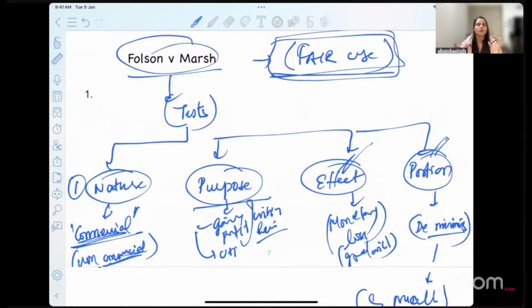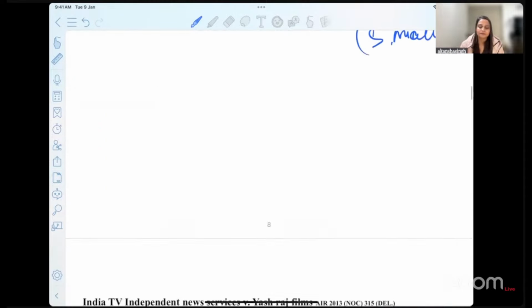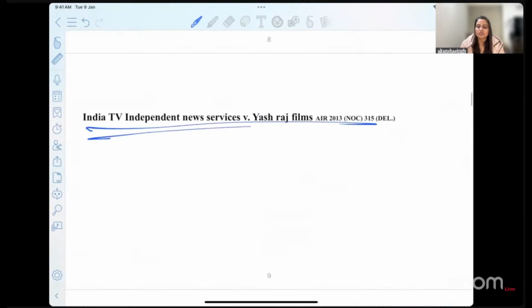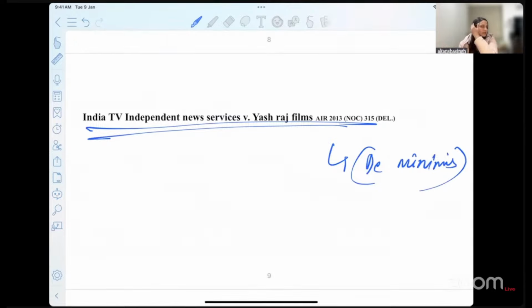So these are the 4 tests that were laid down in this particular case. This in essence is something that we are following in section 52 of our Copyrights Act, which you can write in your answer as well. Now this is the case which talks about de minimis, wherein only 5 words were picked from a particular song, wherein the court said that this should not be classified and considered as a case of exploitation of copyright and rather a case of de minimis.